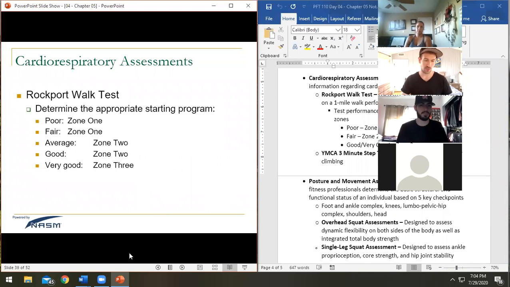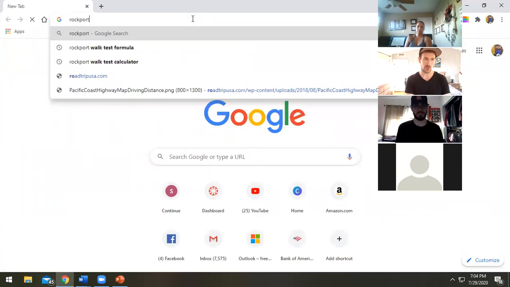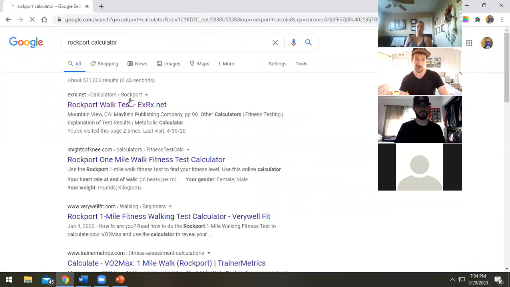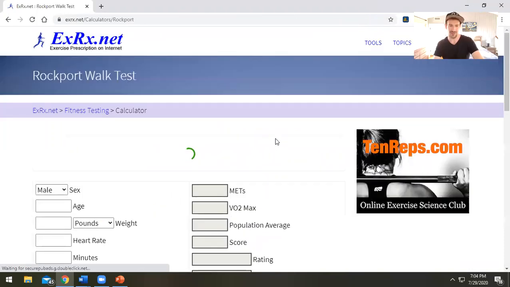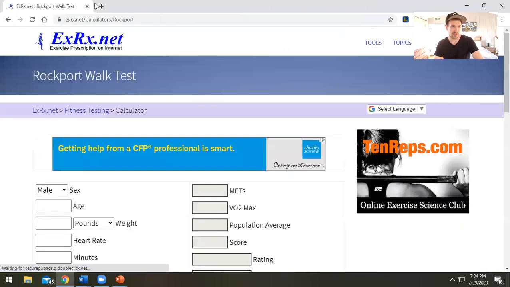So I'm going to pull up just really quickly a VO2 max calculator, a Rockport calculator. Here's this formula, by the way. Look at this crap. Look at this formula. Where is it? Actually, that's not it.